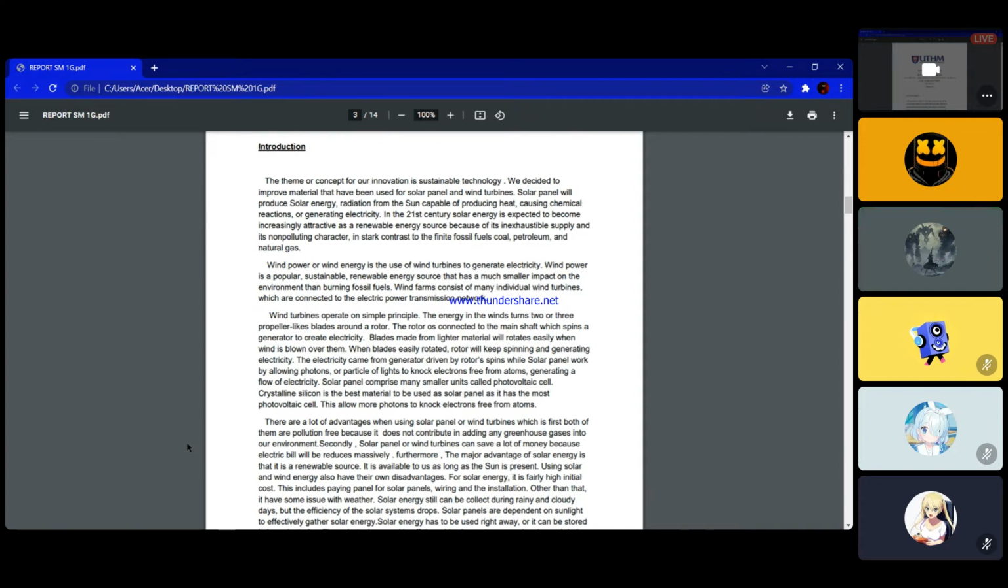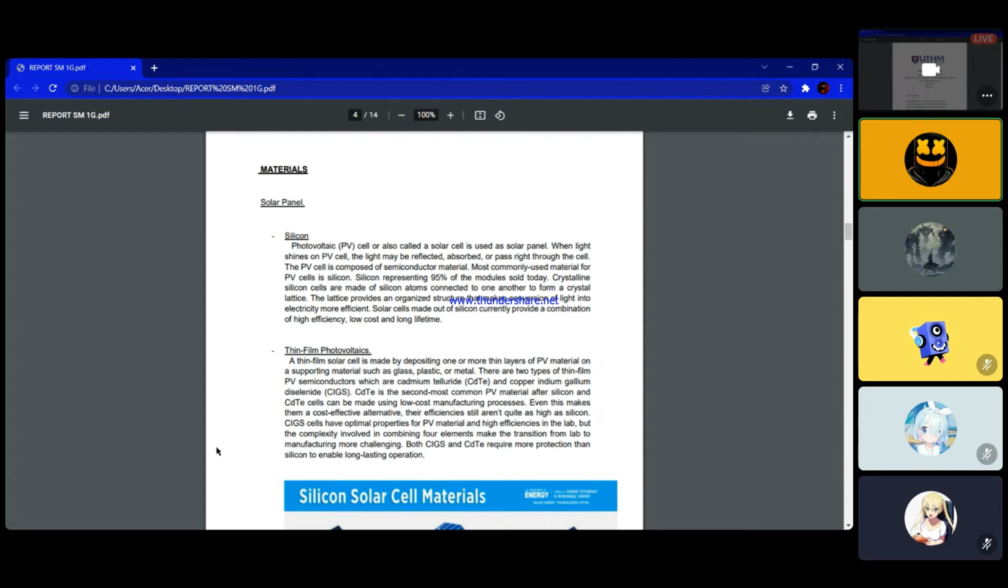There are a lot of advantages when using a solar panel or wind turbine. First, both of them are pollution free because they do not contribute any greenhouse gas to our environment. Secondly, a solar panel or wind turbine can save a lot of money because the electric bill will be reduced massively. Furthermore, the major advantage of solar energy is that it is a renewable source. Next, we go to the material.